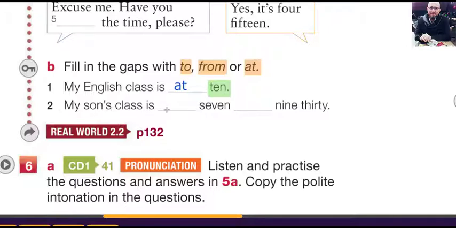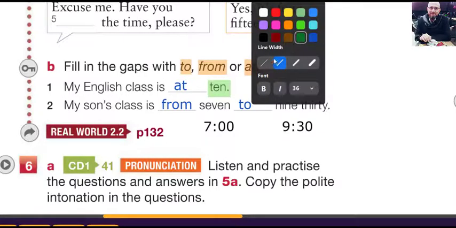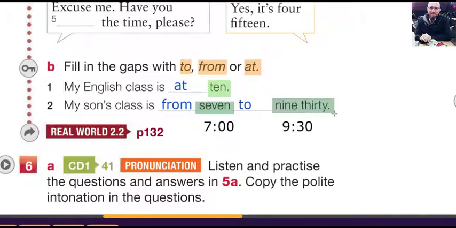Here, my son's classes. We say here from, and here to. From 7 to 9:30. So we talk about this time from 7, and here 9:30. So from 7 to 9:30. Maybe your work, for example. You work from 9 to 5. So from, to, we always have how many times here? We have 2. We have 7, 9.